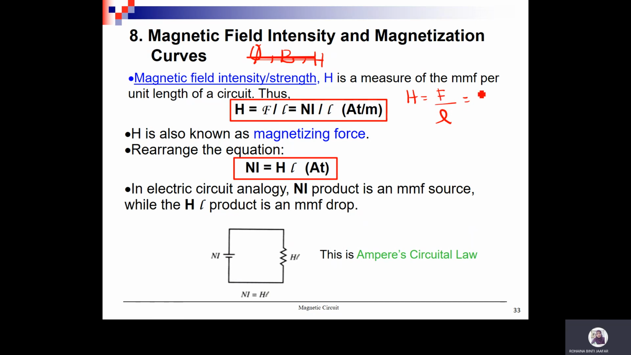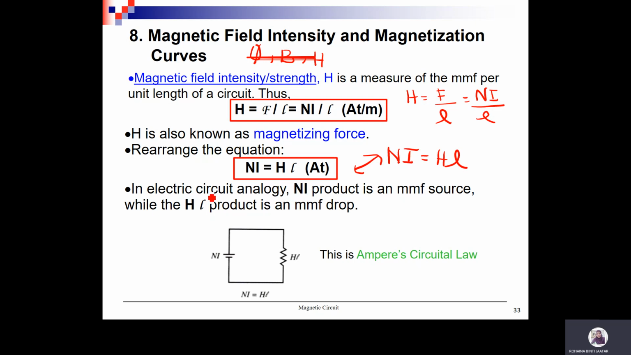We know that F equal to Ni, so H equals Ni over L. H is also known as magnetizing force. If you rearrange the equation, you will get Ni equal to HL. So this is how you get this formula, Ni equal to HL, which is very familiar to use in analyzing magnetic circuits.